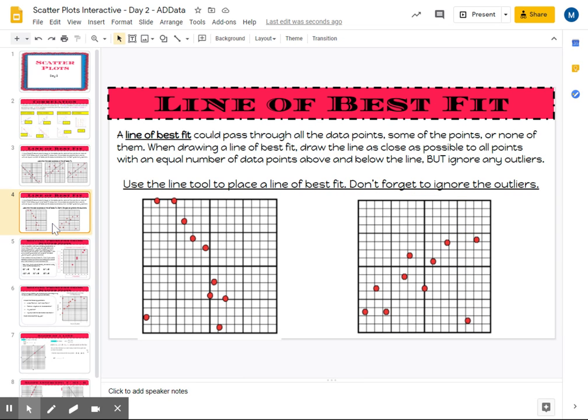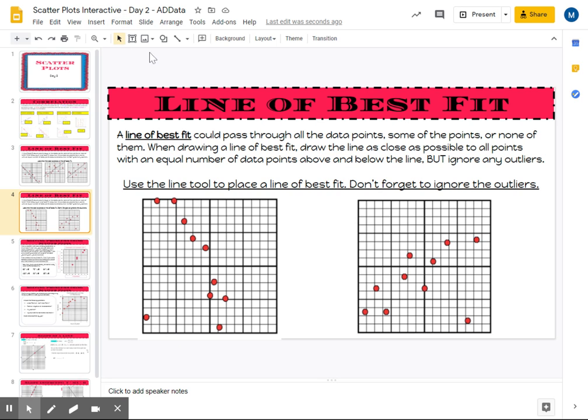We'll go ahead and move on to slide 4. So again, the line of best fit could pass through all of the points, it could pass through some of the points, or your line of best fit could pass through none of them. So we are going to draw another line of best fit, and we are going to ignore the outlier. There is an outlier here, right? This point down here is an outlier.